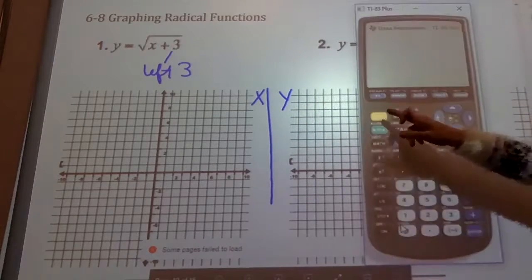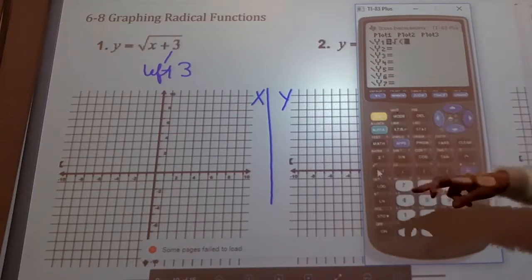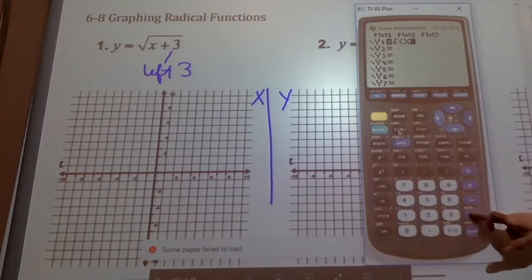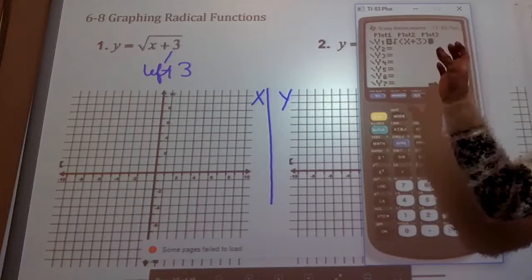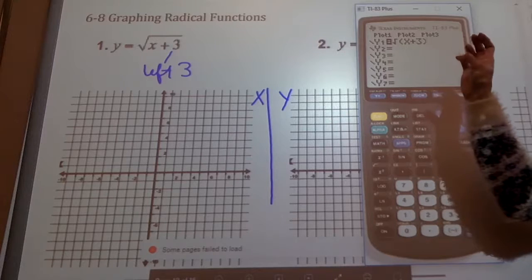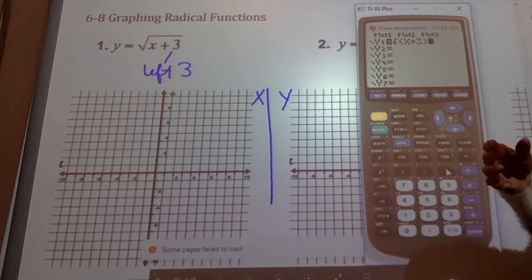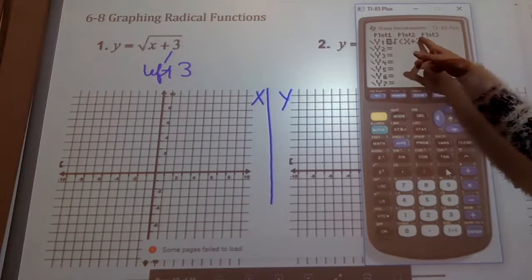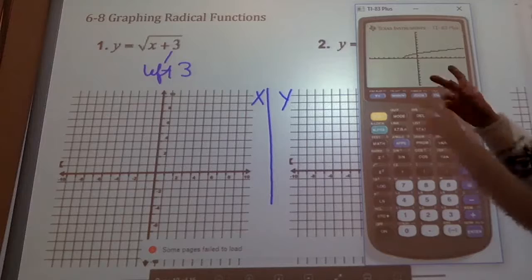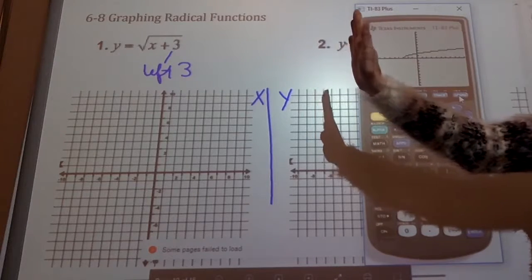So open up your calculator, y equals, let's put in square root of x plus 3. And you need to make sure that x plus 3, all of that is in parentheses. The parentheses are going to be really important today to just tell your calculator what is being square rooted or cube rooted. So x plus 3, close your parenthesis, and then graph, and you can see how my square root function moved left 3. You can see that on the graph.